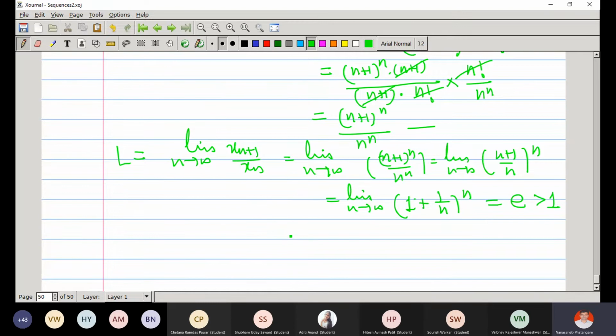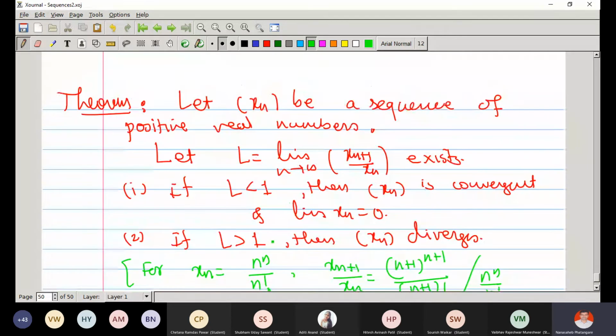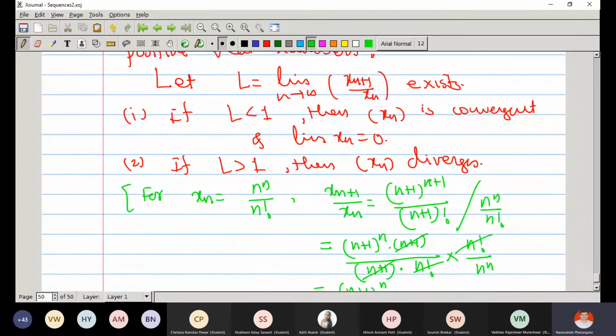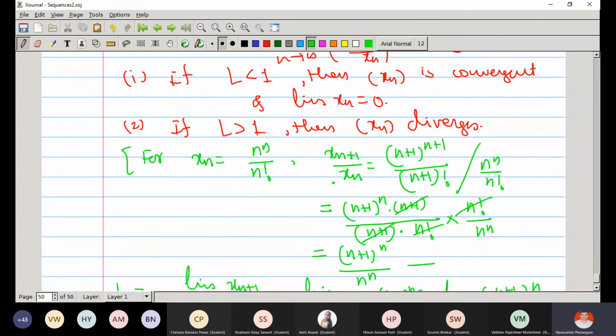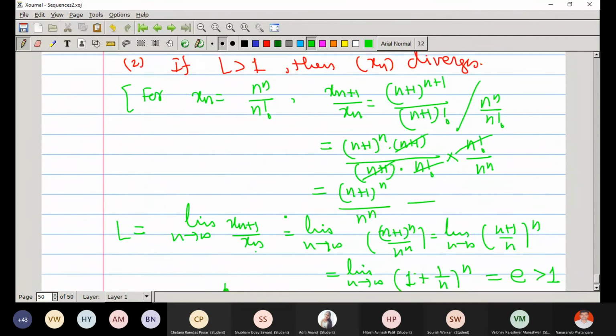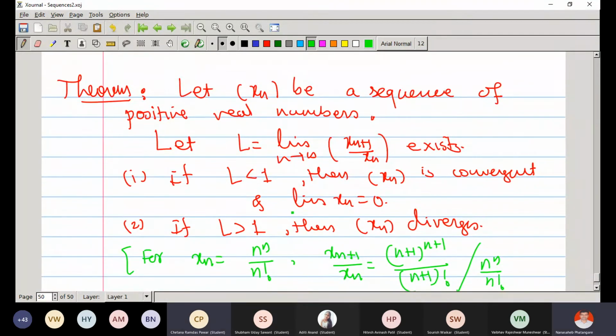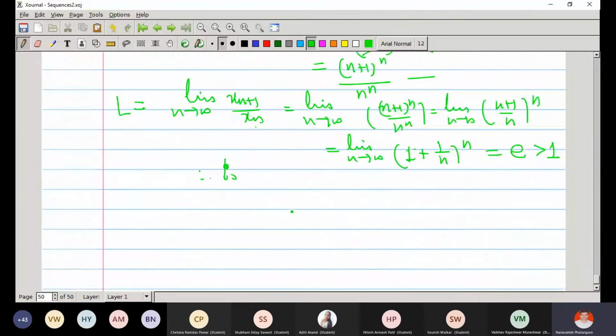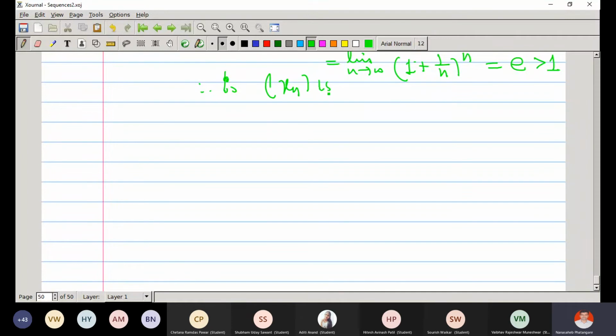Right? And therefore from the above theorem what can you conclude? The limit of xn plus 1 upon xn is e. And therefore what is the conclusion of the above theorem? If the limit is greater than 1, then the sequence is divergent. xn plus 1 upon xn is something new, a different sequence. Its limit is e, which is greater than 1. So what about the sequence xn? It is divergent. If this limit comes out to be greater than 1, then the original sequence is divergent. Therefore, xn is divergent.